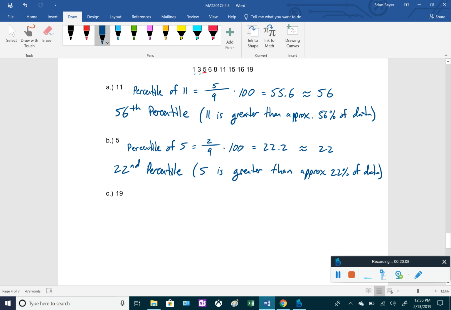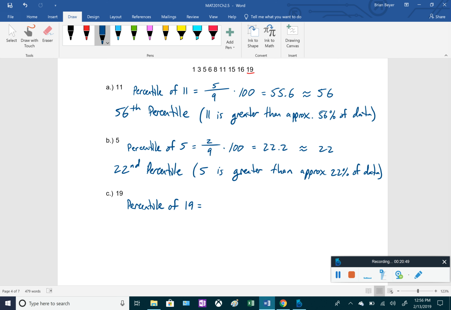Okay, so for the last one here, we have 19. So I put this one in here on purpose because this isn't the only way, technically, that you can calculate percentiles. There's a little bit different of a way to do it. And this one will show you kind of why there's a different way to do it. So the percentile of 19, you can see that 19 is the last data entry, right? It's the largest one. So you may think that it's at the 100th percentile or the 99th percentile, but the way that this calculation is set up will make it not that way.